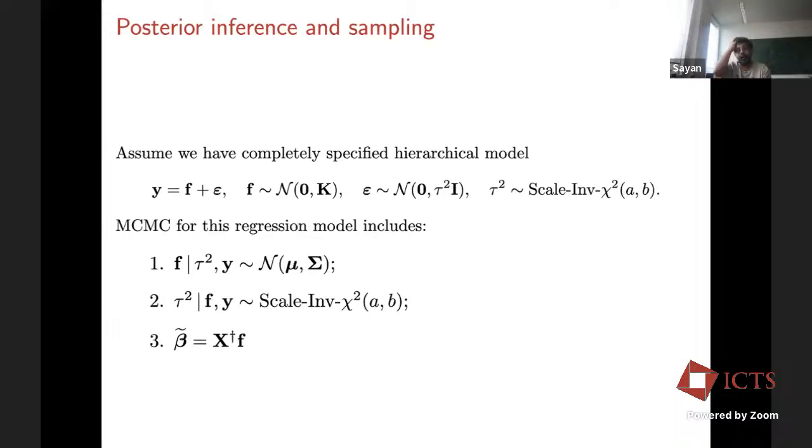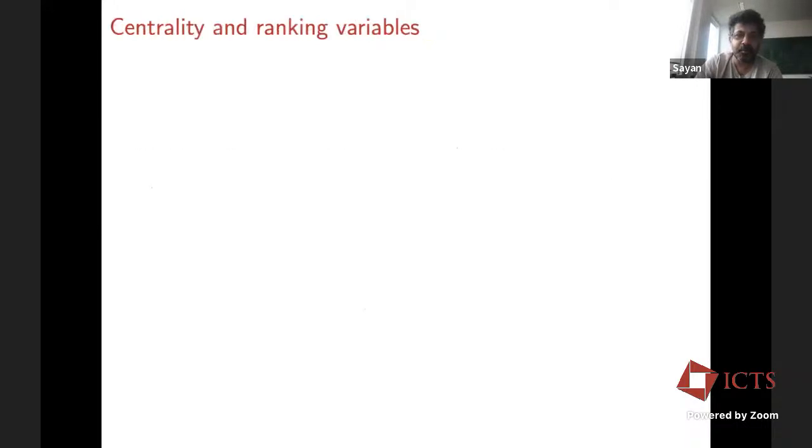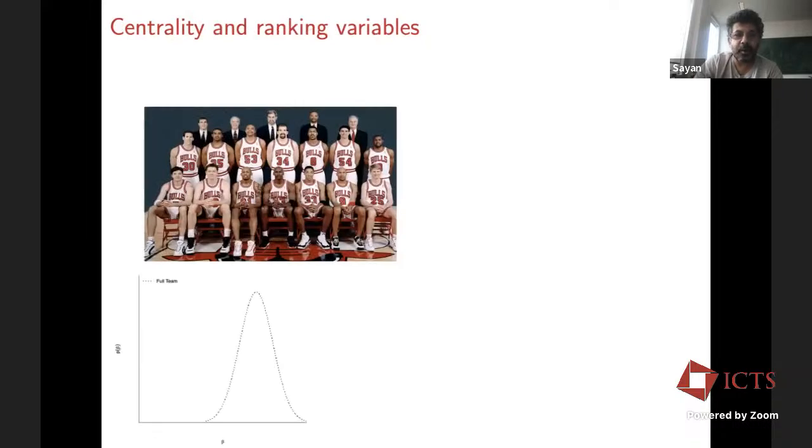So in terms of our algorithm, we used a Bayesian algorithm, we used MCMC. Step one is nothing but a Gaussian process. Step two is inferring the variance, again, using very standard Bayesian procedures. And then step three is a deterministic step where you linearly project back. So it's reasonably fast. Now, there's a reason why we used a Bayesian algorithm. And I'll tell you about that in a second.